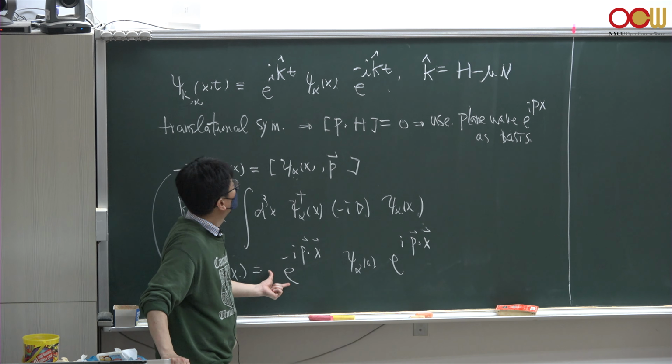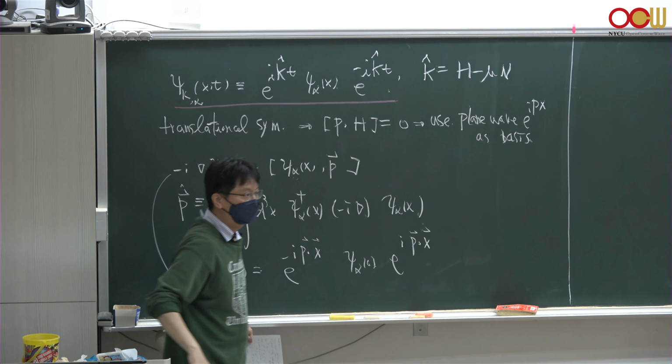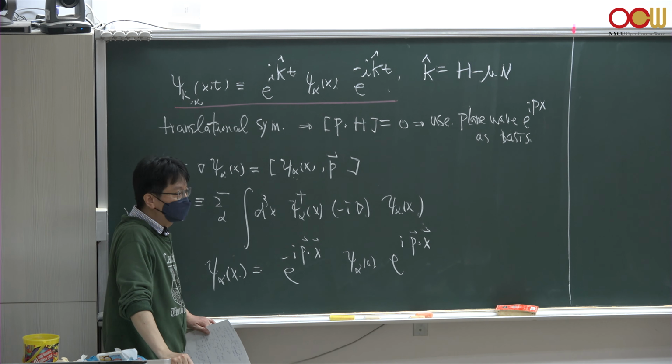So this looks like the same as this in the time domain, right? This is the Heisenberg operator. This psi x t is given by this unitary transformation, and in a similar way, in the translation invariant system, the single particle operator psi of x is given by psi at x equals 0, sandwiched by plane wave eigenstates, or eigenfunctions, of the momentum operator.